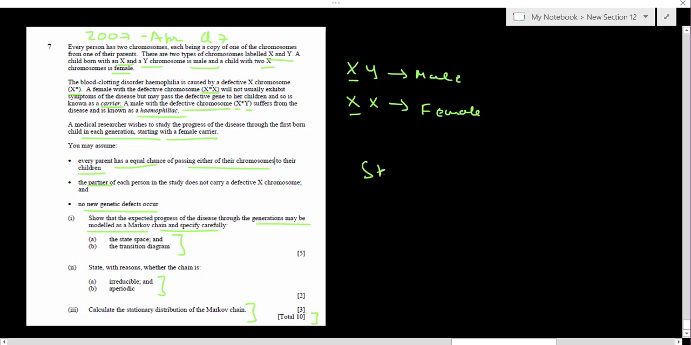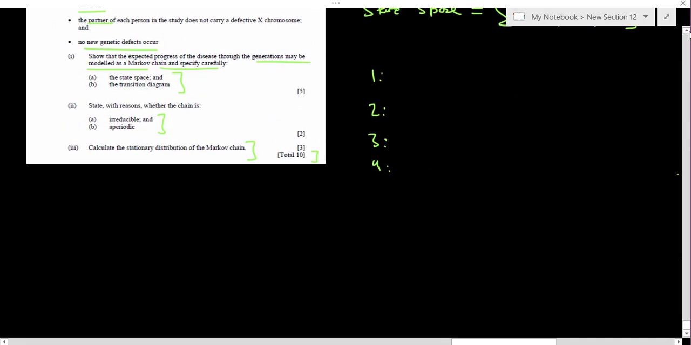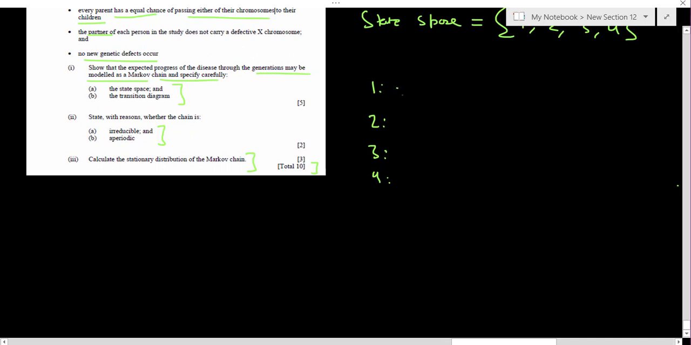Okay, so the state space, I'll define it with 4 states. Okay, let's make it have 4 states, that would be 1, 2, 3 and 4, right? So now there are only 4 possibilities here. A person can be a male or a female, and they can be a male or a female with the disease or without the disease, right? With the defective chromosome or without the defective chromosome. So let's write the 4 states that way.